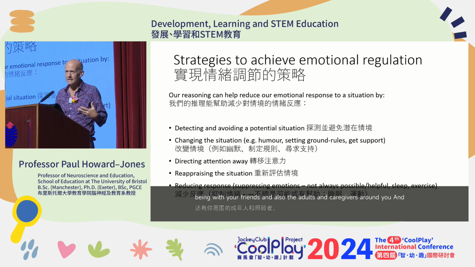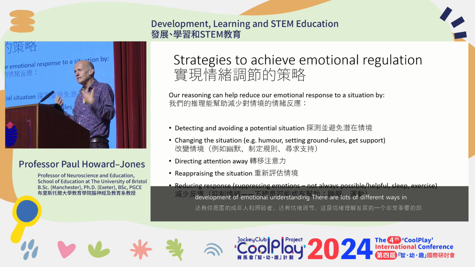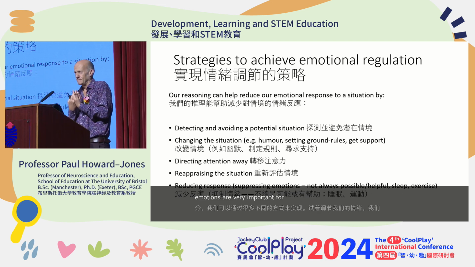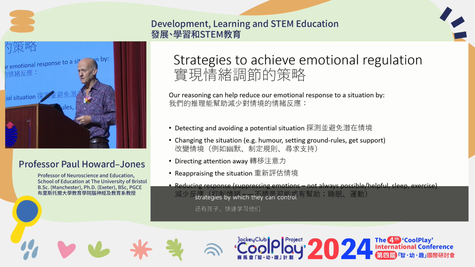And emotional regulation is something which is a very important part of this development of emotional understanding. There are lots of different ways in which we can try to regulate our emotions. Our emotions are very important for informing us. We don't want to forget about our emotions, but we don't want to be ruled by them either. And children quickly learn strategies by which they can control their emotional response.